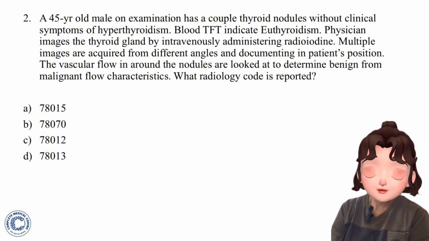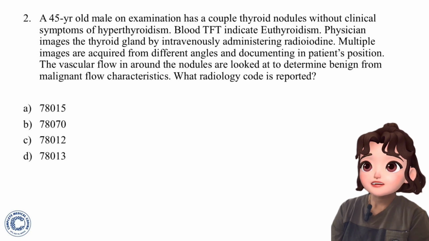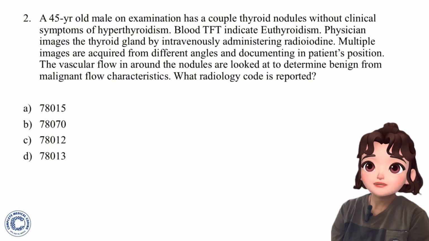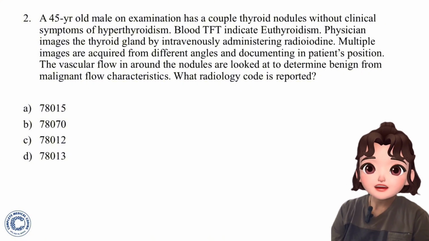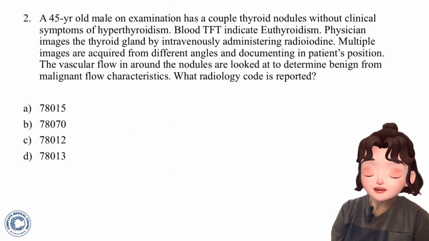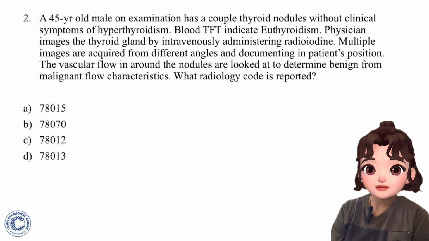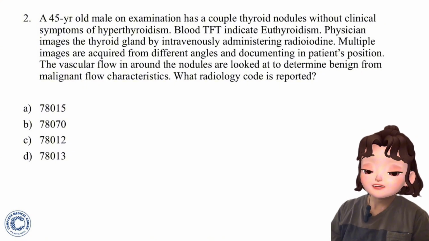But what is the description? Thyroid carcinoma metastasis imaging. Here it's mentioned in the question that the vascular flow in and around the nodules is looked at to determine benign from malignant flow. It's just to determine whether it's benign or malignant, but it's not confirmed that it's malignant. So thyroid carcinoma, you cannot code that, because this is not carcinoma. Now, what is 78070?